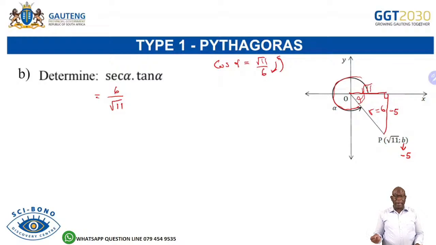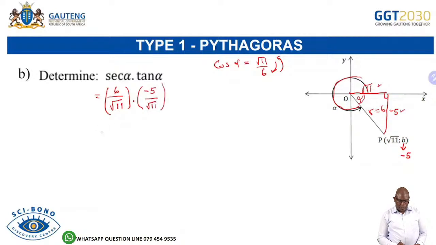Now I need the tangent of alpha. So I'm multiplying, and I like putting things in brackets. Now the tangent of alpha, tangent is opposite side over the adjacent side. So opposite is negative 5. The adjacent side is square root of 11. Then from there I can use a calculator to do that, or I can just multiply through. That's easy to multiply through.